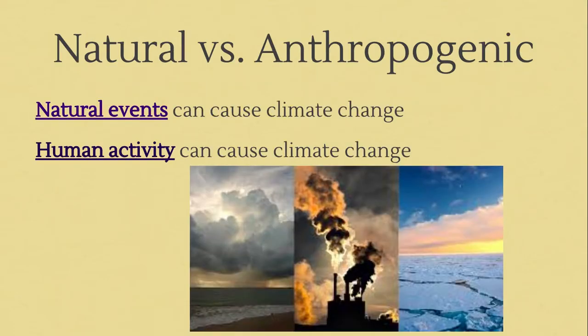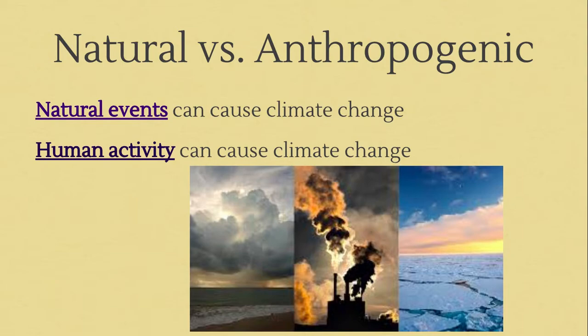Now, we are very interested to know how climate changes, because climate affects things like food production. It affects habitats. It affects what we can do, really. So we want to look at natural versus anthropogenic. So natural are natural events that can cause climate change, which we're going to look at today. Tomorrow, we're going to look at anthropogenic.